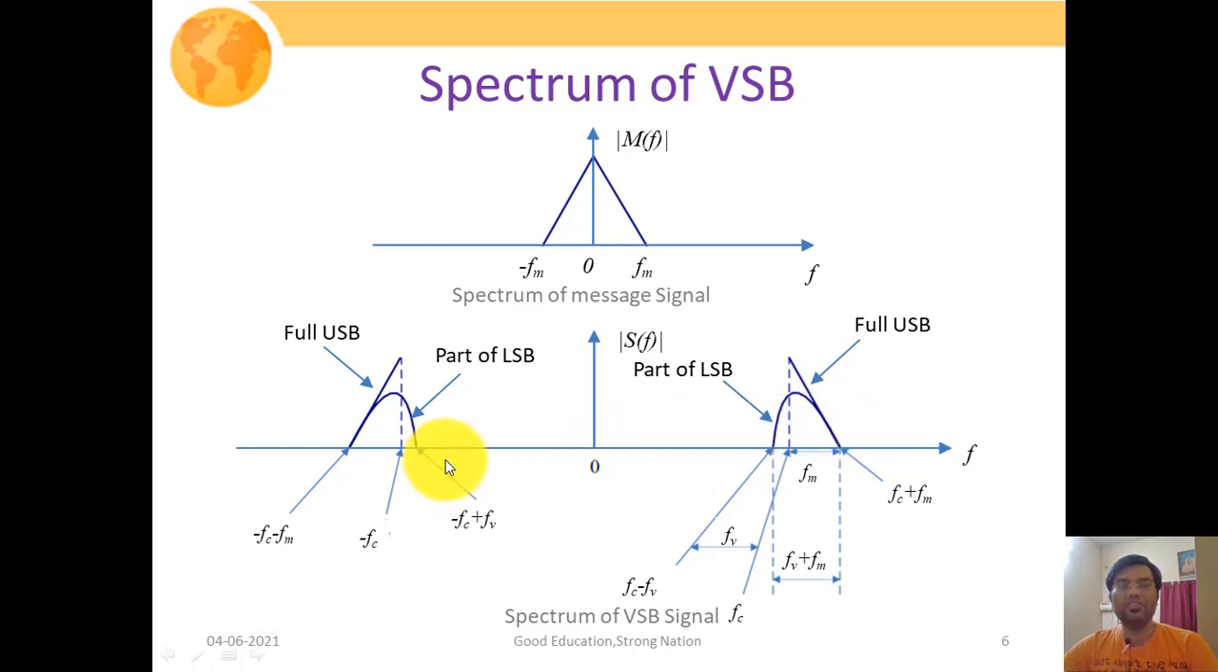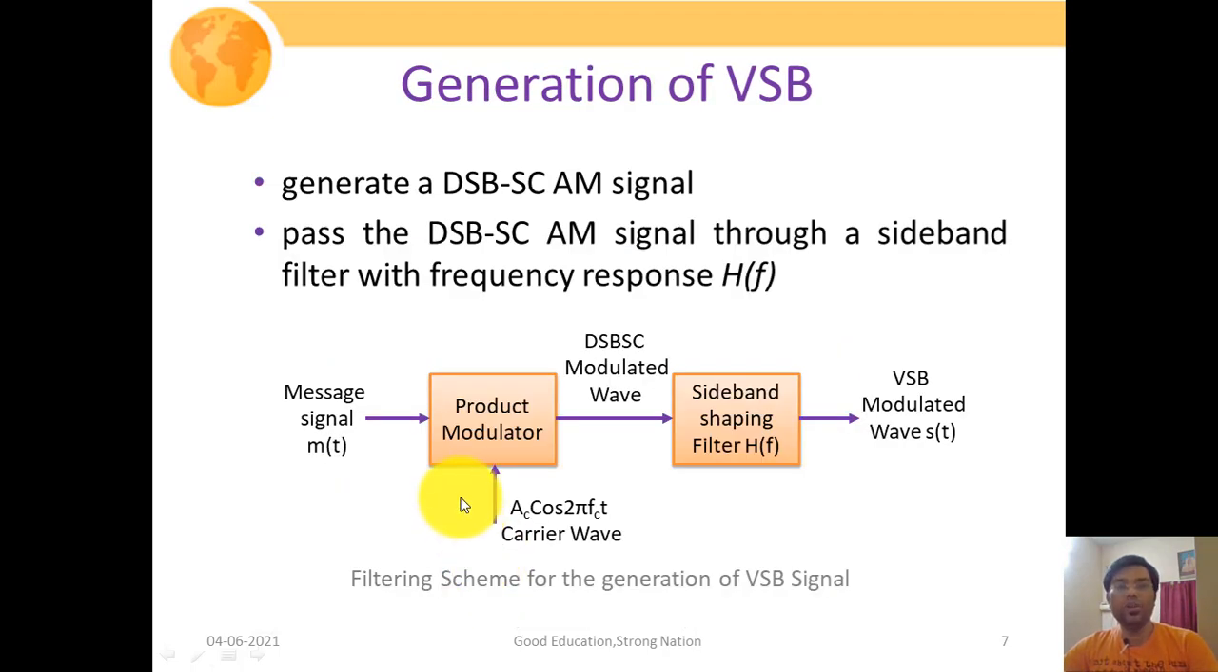Another variant of vestigial sideband is also possible, where we have the LSB complete and some portion of the USB, and in a similar manner, the negative frequency counterpart will also contain the LSB and some portion of the USB. So next, how are we going to generate the vestigial sideband signal?